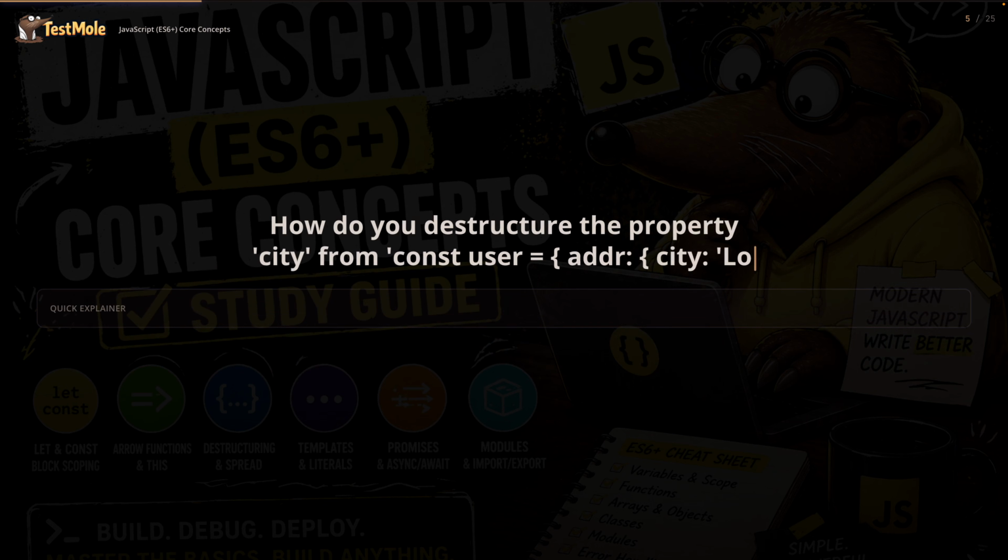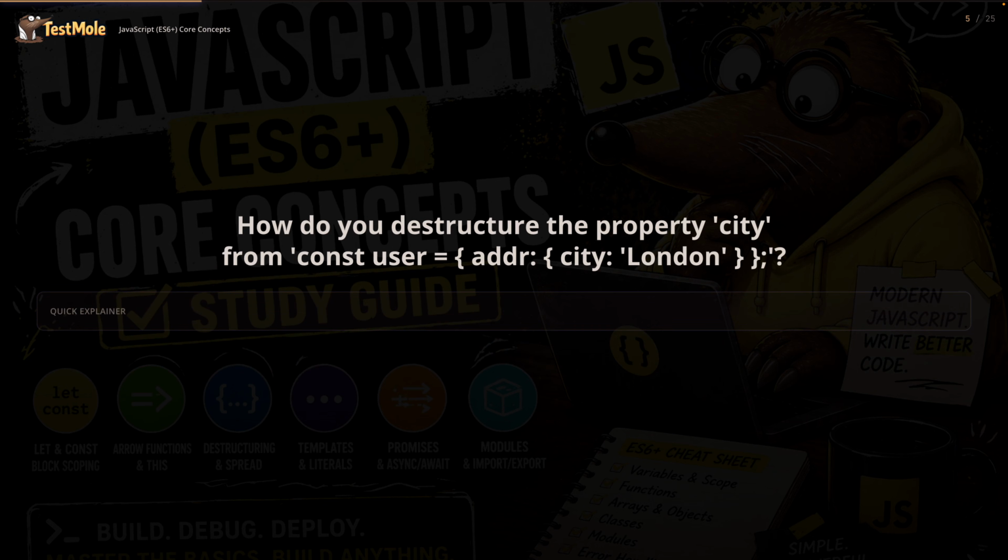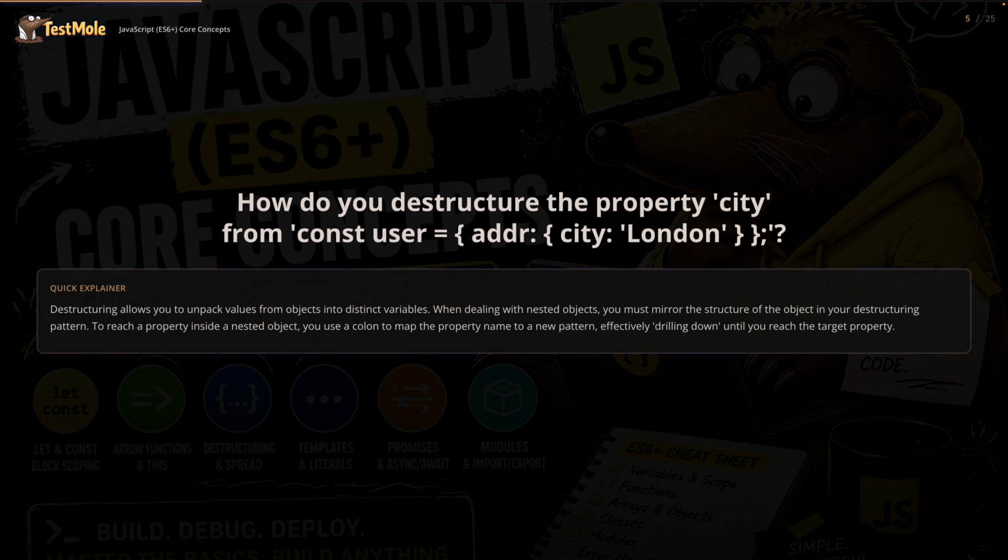How do you destructure the property city from const user equals address, city, London? Destructuring allows you to unpack values from objects into distinct variables. When dealing with nested objects, you must mirror the structure of the object in your destructuring pattern. To reach a property inside a nested object, you use a colon to map the property name to a new pattern, effectively drilling down until you reach the target property.